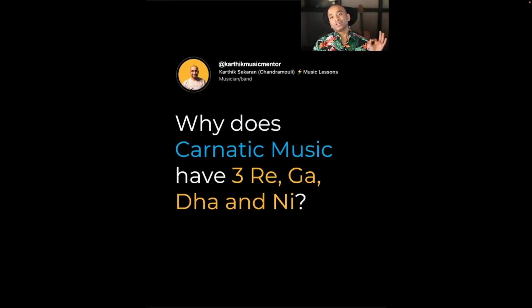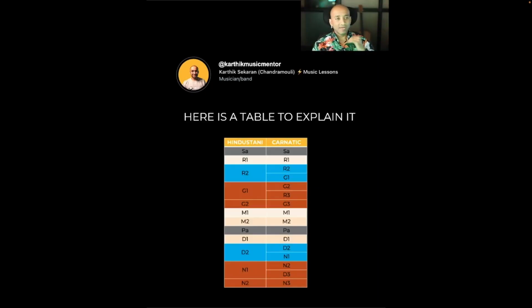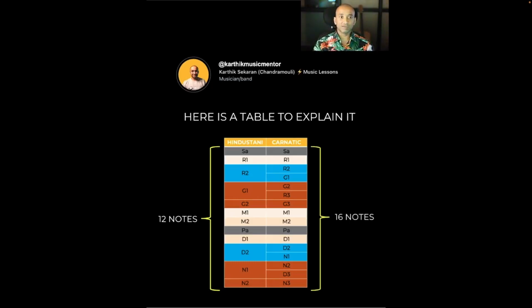So let's go straight to the point. Now, why on earth does Carnatic music have 3 Re, Ga, Dha and Ni, whereas Hindustani has 2? This is the question that confuses a lot of us, and today you are going to get the answer for this. Let's look at this table. Just a simple count of how many notes are there in the 2 columns will tell you that there are 12 notes in Hindustani music, whereas there are 16 notes in Carnatic music system.